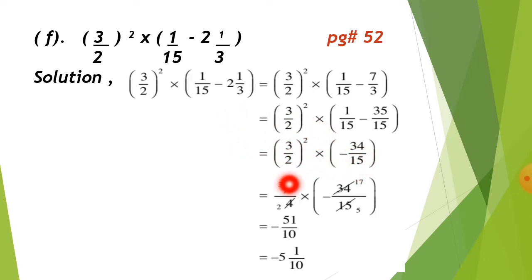And now we are going to solve this square. 3 threes are 9, 2 twos are 4. We are going to cancel these four numbers by the table. 2 twos are 4, 2 ones are 2, 2 sevens are 14, 3 threes are 9, and 3 fives are 15. So we are having 17 multiplied by 3, it will be 51, and 2 multiplied by 5, we have 10. And we are going to change this improper fraction into a mixed fraction, and we have the answer minus 5 into 1 over 10.